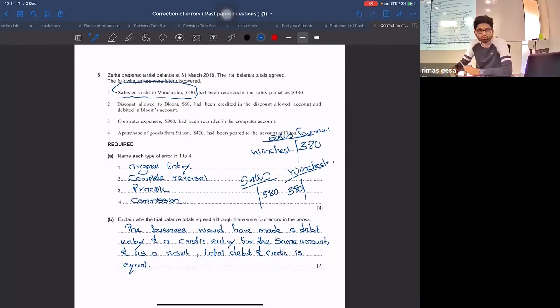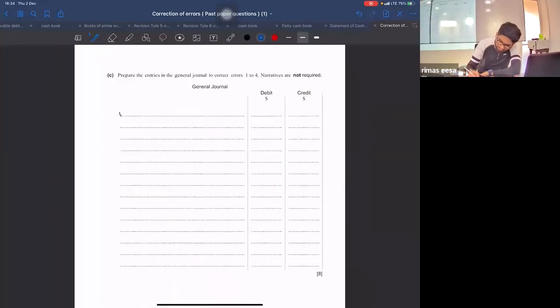Now please help me. What should I do to sales account to make it 830? To make it 830, should I add or minus? Add. Add meaning, should I put on the same side or opposite side? Same side. Okay, sales account is credited with 380. No, how much more should I credit to make it 830? 450. Okay, what should I do to the account of Winchester? I have to debit 450. Is that clear? So Winchester account is debited with 450. Sales account is credited with 450 to correct error number 1.